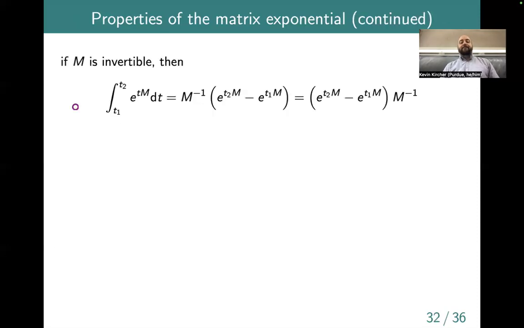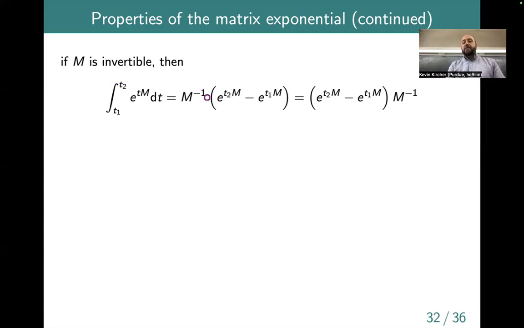All right. I think just one last property, and I'm going to prove it here. If we integrate e to the tM, we again get something that looks very familiar from doing an integral with a scalar exponential function. We get M inverse times the difference, e to the t2 M minus e to the t1 M. The scalar analog would be integrating e to the ta. You would just have 1 over a times the same function e to the ta, evaluated at the limits of integration, and that would give you this thing here.